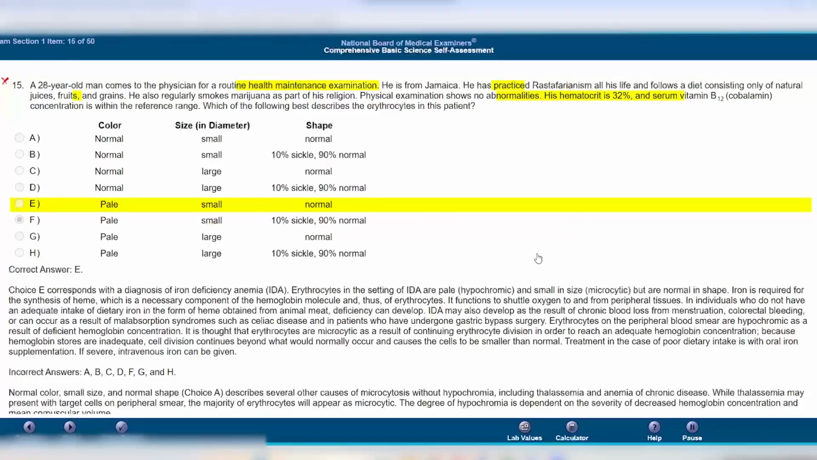Okay, so for this one, I think for some reason I just didn't register that it was iron deficiency anemia. So I picked F because I knew at least, I just picked F because, let's see, it's in reference range. Okay, so let's work through this together.